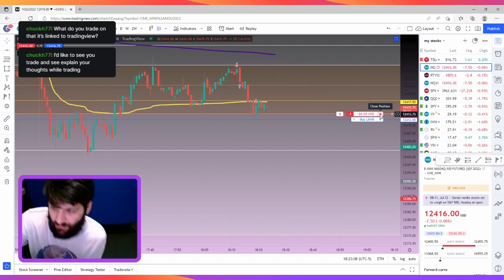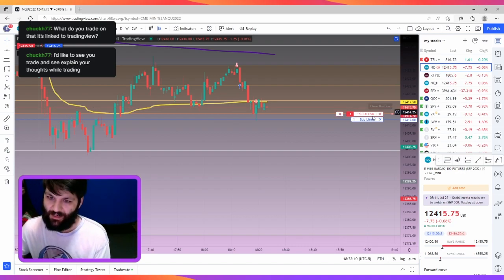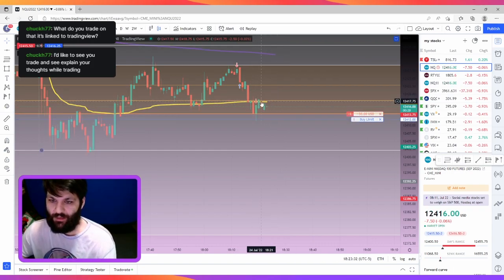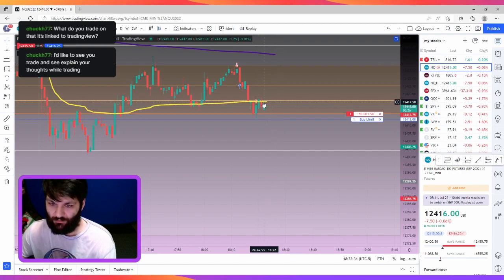Alright, so it looks like I may get lucky here, and we may just drop. I may get my quick little $40 or something. I like to see me trade and explain my thoughts while trading. So in this example, I'm expecting basically a pop off of the VWAP and the fib, which we did get.